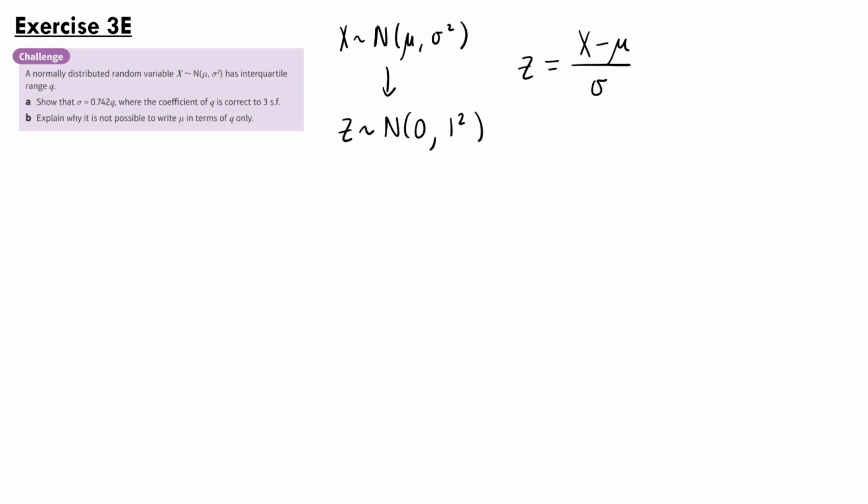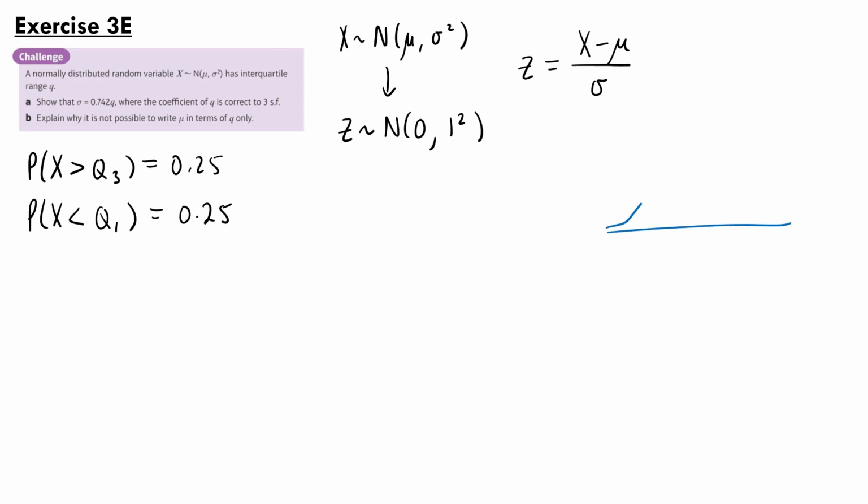So we need to find the interquartile range. So we need to find the values for which the probability of x being greater than the upper quartile, Q3, is 0.25, and the probability that x is less than the lower quartile, Q1, is equal to 0.25 also. And to do that, we need to use the standardized normal distribution. So let's first find the z values for which this is true.